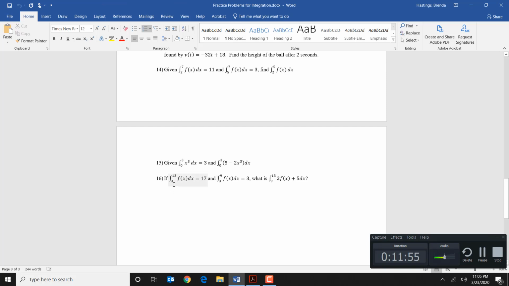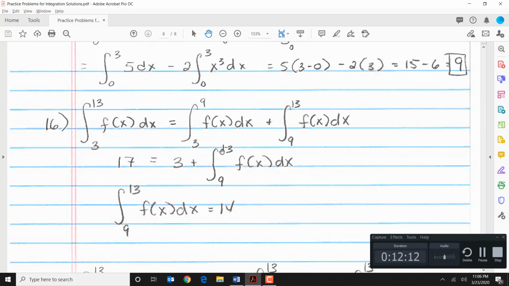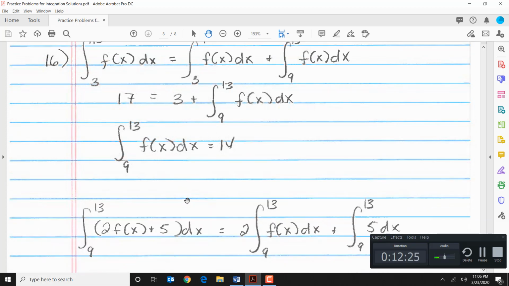Last problem. If the integral from 3 to 13 of f of x dx is equal to 17, and we know from 3 to 9 we get 3, and from 9 to 13 we don't know, but we can find it. But notice I've got a 2 and a 5. Those are different. So I've got a little bit of work here. I'm going from 3 to 13, which is going to be from 3 to 9 and 9 to 13. When I solve it this way, since I know this is equal to 17 and this is equal to 3, then I know this is equal to 14.